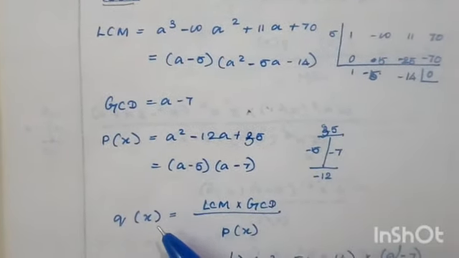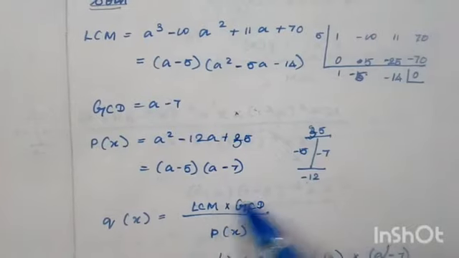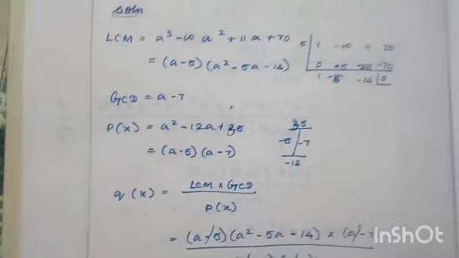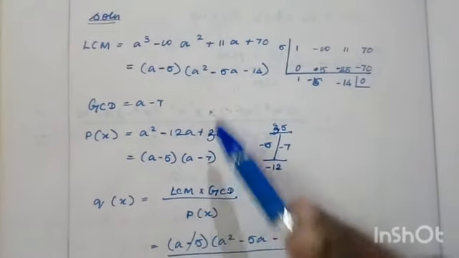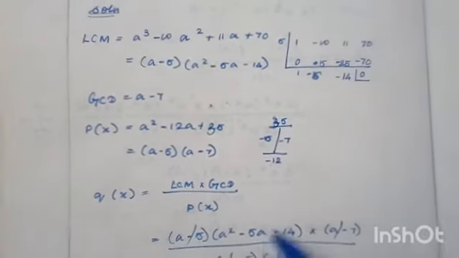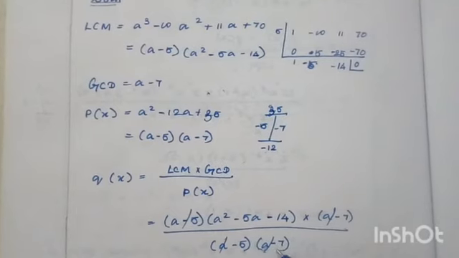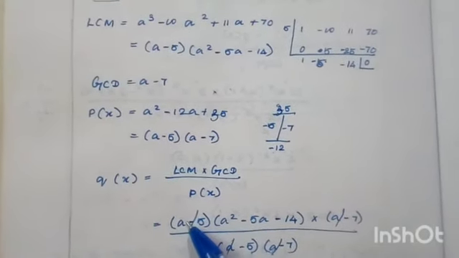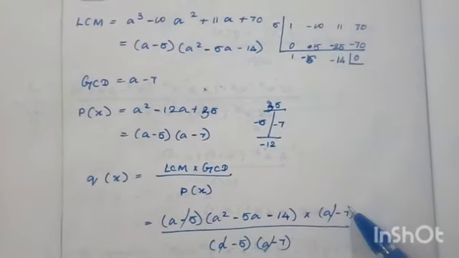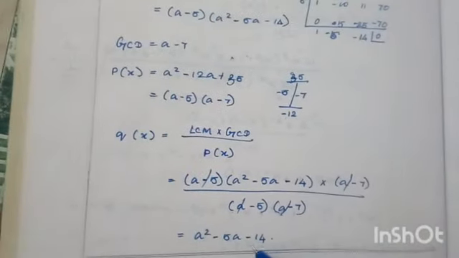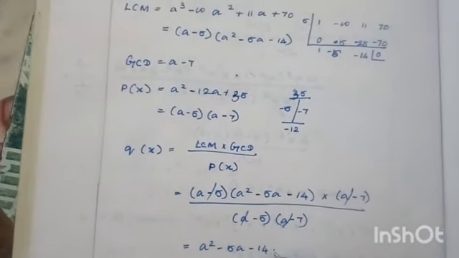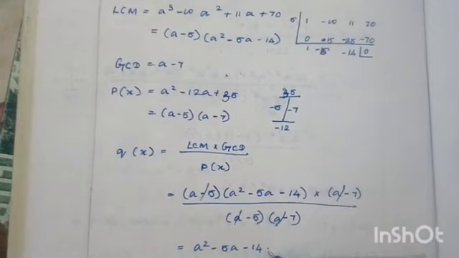Q of x is the other polynomial we want to find. The formula is LCM into GCD by P of x. The LCM we found is a minus 5 into a square minus 5a minus 14. The GCD is a minus 7. P of x is a minus 5 into a minus 7. A minus 5 cancels, a minus 7 cancels. After cancelling we have a square minus 5a minus 14. This is Q of x.